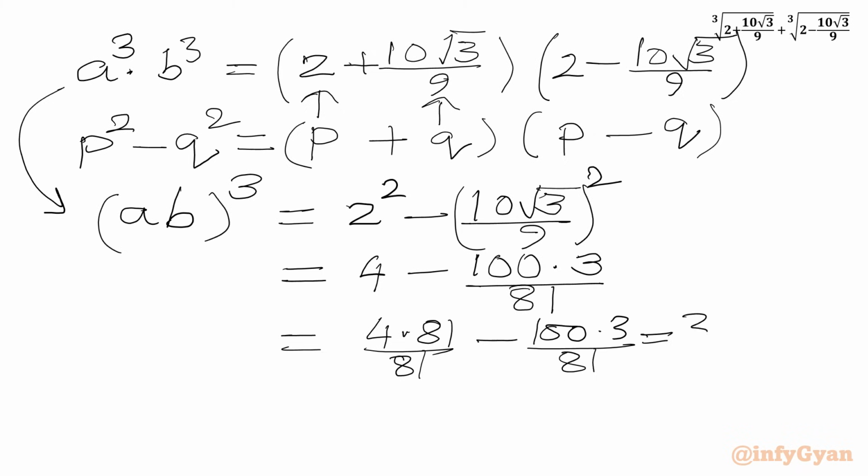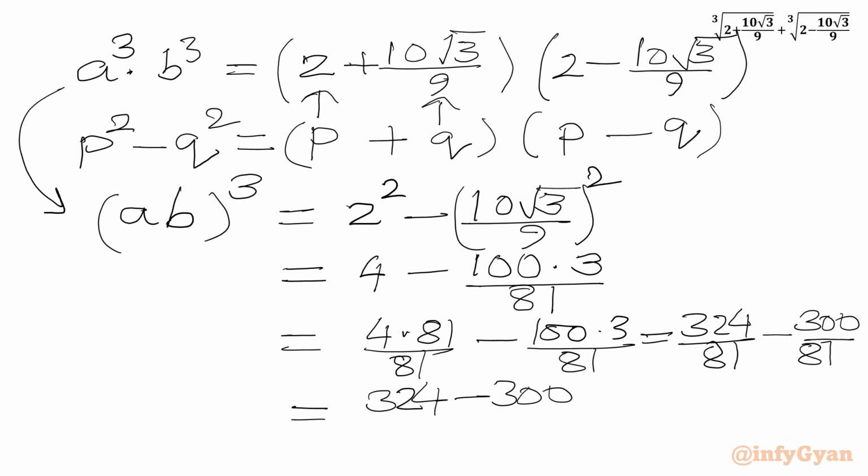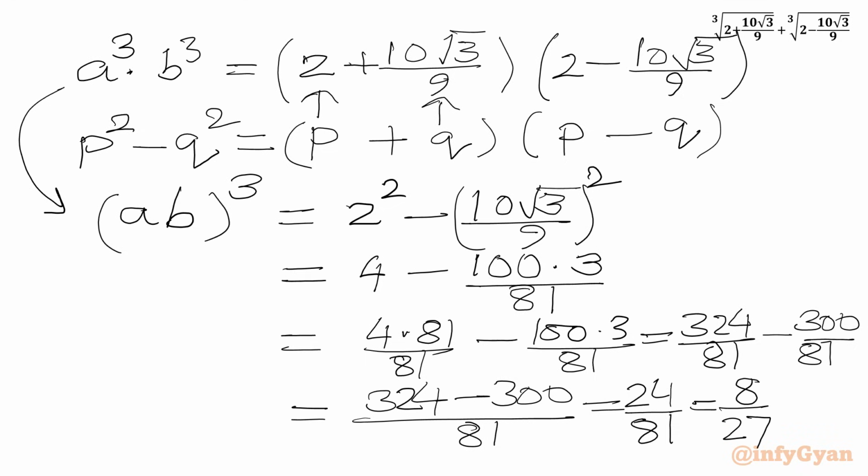So 4 times 81 is 324 over 81 minus 300 over 81. 324 minus 300 over 81. The value will be equal to 24 over 81. Both numbers are divisible by 3. We will write 8 over 27. In LHS we have AB whole cube. In RHS we can write 8 over 27 as 2 over 3 whole cube.